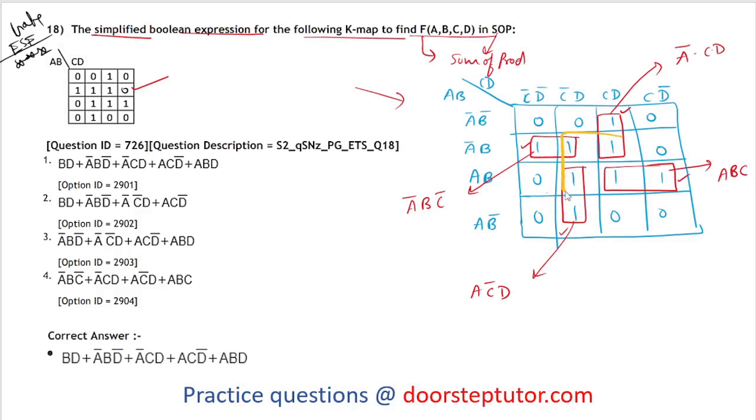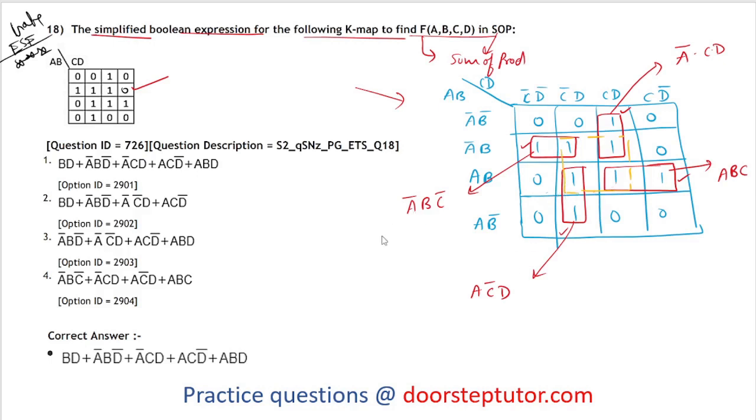Now you can see we can make another group that is a group of 4, or we can call it a quad. So we can make this quad. But before making this quad, let us check if all the ones are covered. Yes, all the ones are covered. So do we need to make this quad? No. So we don't need to make this quad.